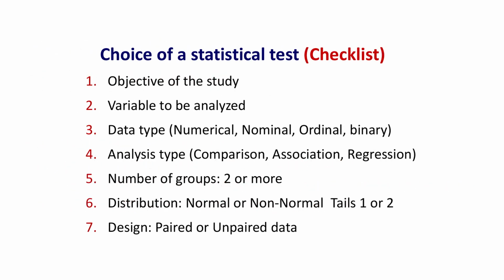Now, how will you select a statistical test? There is a checklist. First, all the points we have discussed: the objective of the study, then the variable to be analyzed, say hemoglobin is a variable. Then you will decide the data type, whether it is numerical, ordinal, or nominal. Then the analysis type, whether you want to do comparison, association, or regression. And then you will think about how many groups there are, 2 or more groups. So you are comparing A versus B, or you have A, B and C, 3 drugs, and you are comparing the 3 drugs with each other.